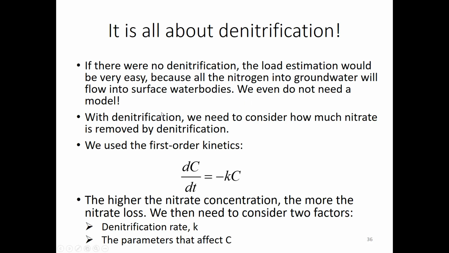So when we consider denitrification, we use this first order kinetics. So this change of concentration with time depends on two things. One is the concentration itself, the other is the denitrification rate. That means the higher the denitrification rate, the faster your concentration will reduce with time, and the higher the concentration, the faster the decay would be. So this is the first order kinetics, right? And so if you have a high K value, you would have a low concentration, and then you have a smaller load because nitrate is consumed by bacteria, right?